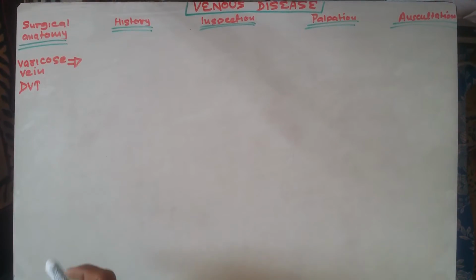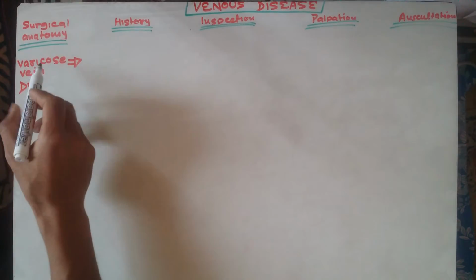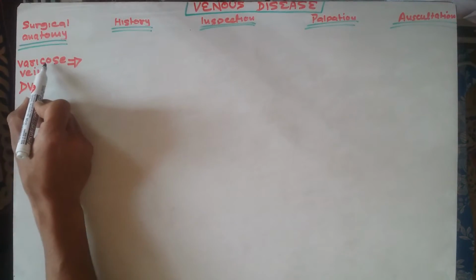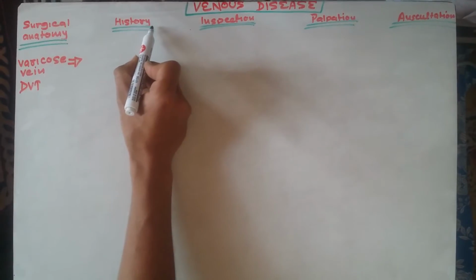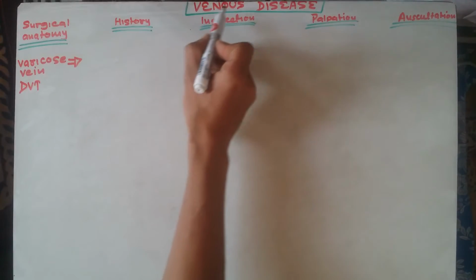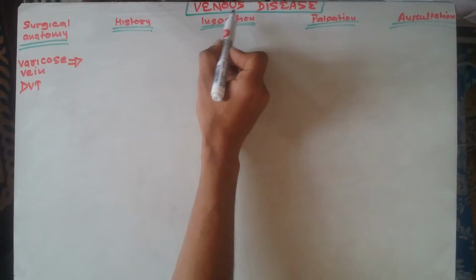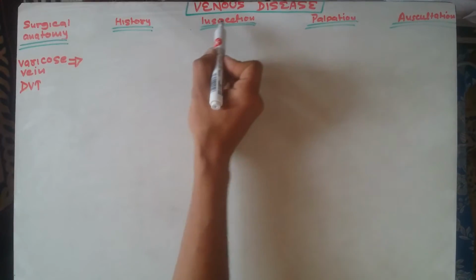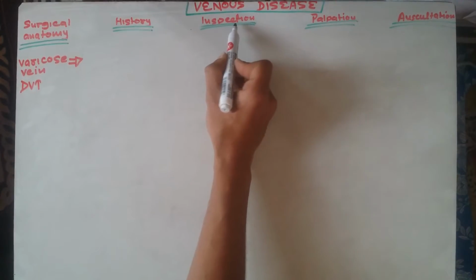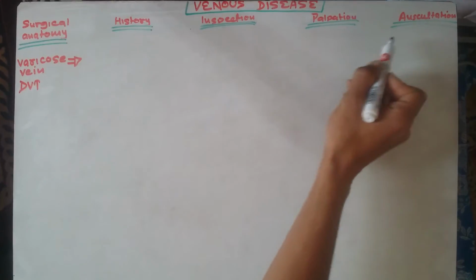Examination of the venous disease. In these few minutes, we will discuss the surgical anatomy which is important regarding varicose vein and deep vein thrombosis. Then what will be the important history that is required for diagnosing a venous disease. Then to examine a venous disease, we will divide the component into inspection, palpation and auscultation.